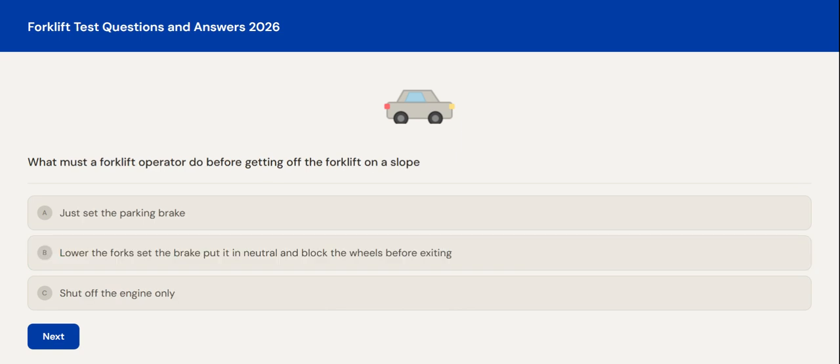Let's move on. What must a forklift operator do before getting off the forklift on a slope? Lower the forks, set the brake, put it in neutral, and block the wheels before exiting. The sequence matters. Complete every step before you leave the seat. Exiting first and then trying to block the wheels on a slope is already too late.